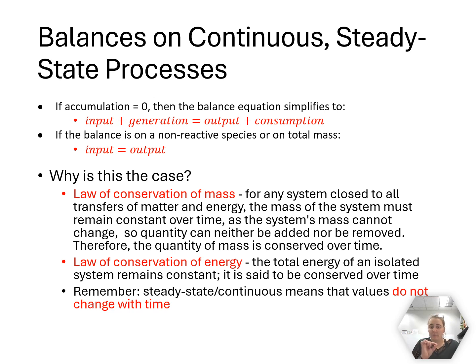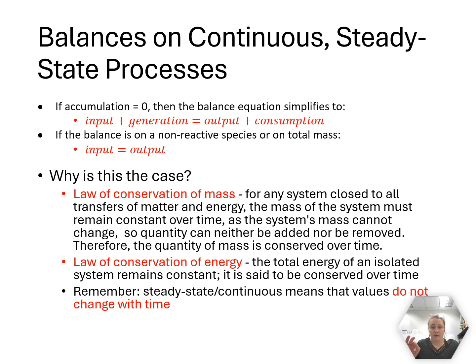If you end up with more mass than you started with, generation or consumption had to occur in a specific species, but the total mass, right? You can't have a change in total mass. That's critical. The other one is the law of conservation of energy. The total energy of an isolated system is constant. It's conserved over time. And this is going to be more and more important as we get into energy balances.